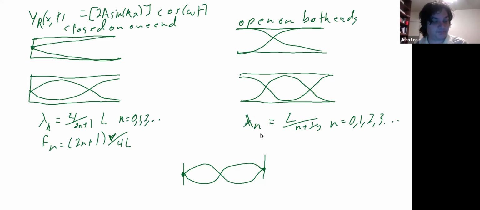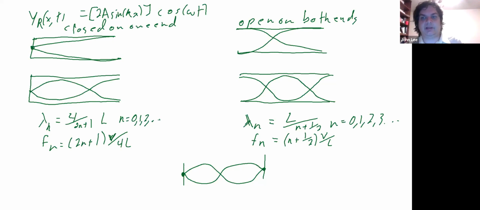So this is given by lambda n equals L over (n plus 1/2), and then (n plus 1/2) times v over L is going to give you the frequencies which are allowed. Okay. Hope that's all good and clear for you.